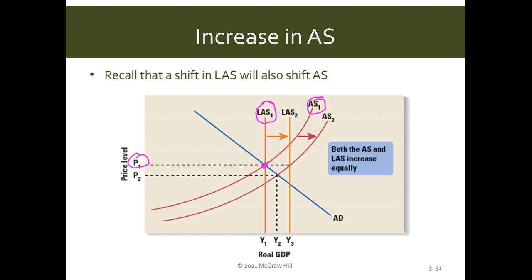So notice that this distance is the same between the two AS curves and between the two LAS curves. Notice where the new equilibrium is. The new equilibrium is here; the old one was this one. So I know real GDP will increase and price will decrease. But notice one thing: this equilibrium, Y2, is the actual real GDP, the actual equilibrium GDP. But full employment is at LAS2, that is this.